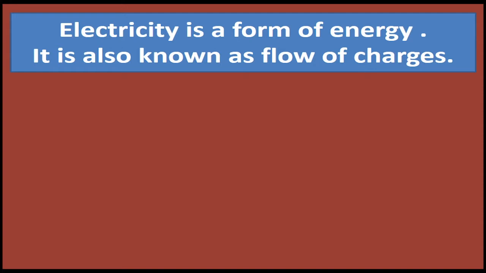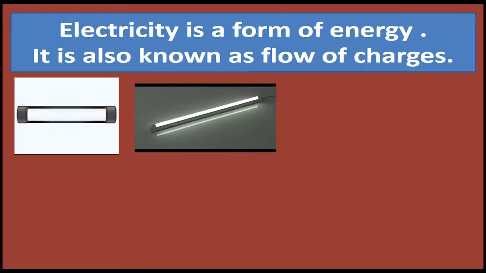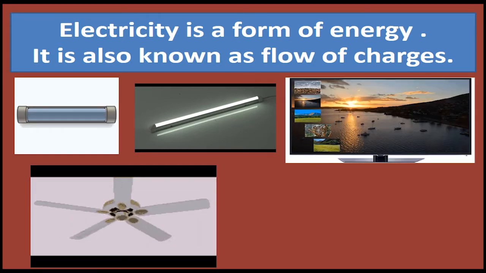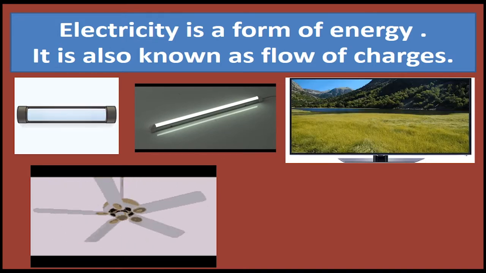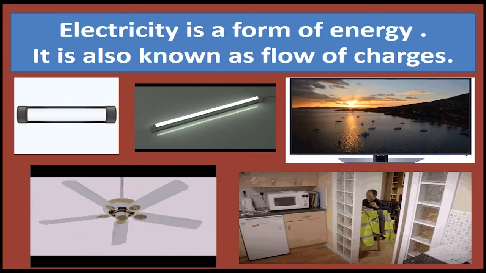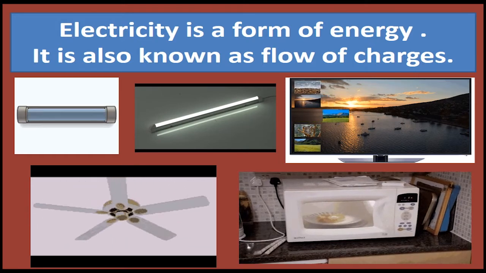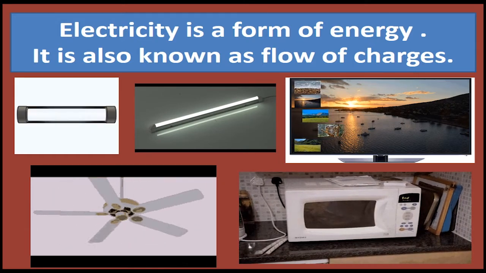Children, have you ever observed how we see objects after sunset? We need a bulb, tube light, etc. to see the objects. We entertain ourselves with the help of television. Whenever we feel hot, we switch on the fan. We need a microwave for cooking. We need electricity to run all these things. So we can say that electricity makes our work easier.